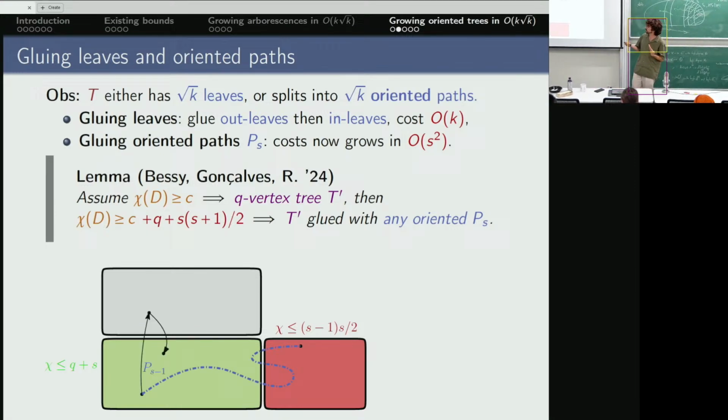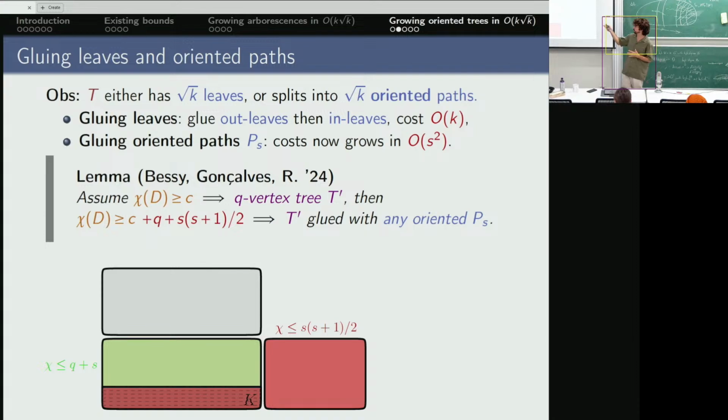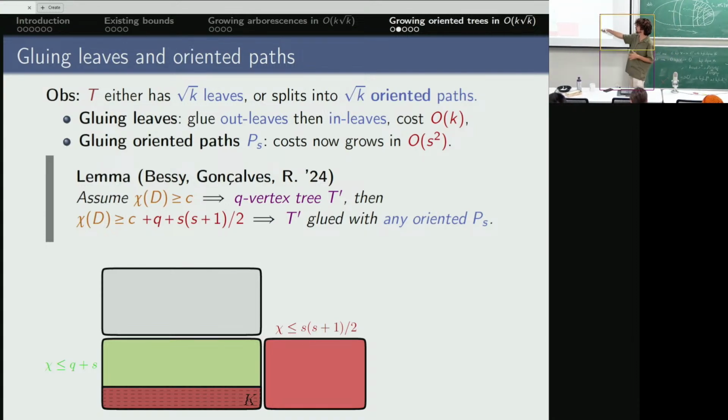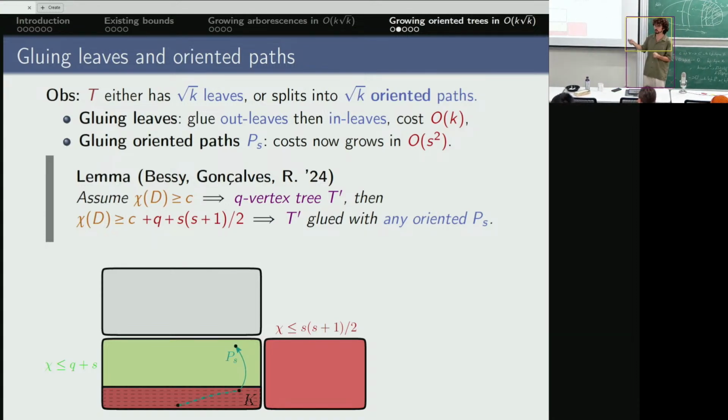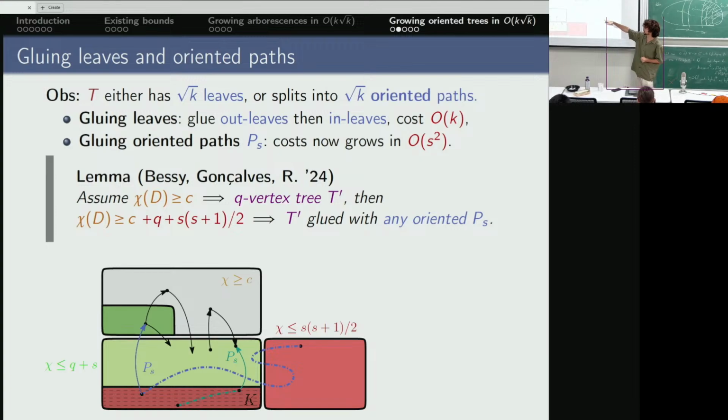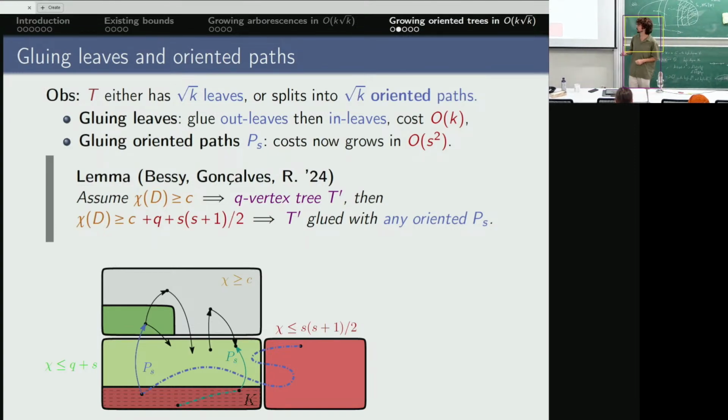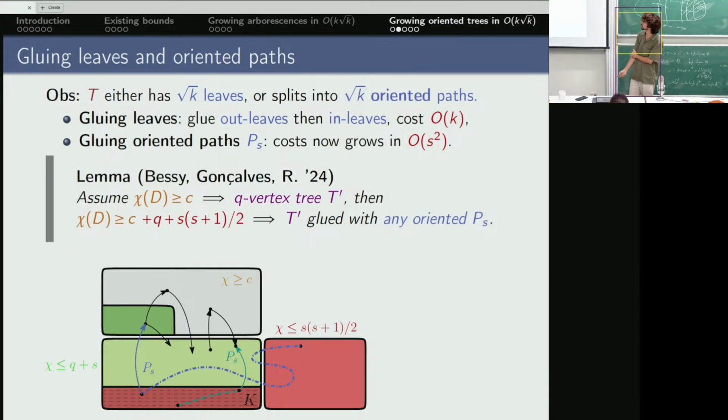And at each step, you pay S in chromatic number to ensure that every guy in your DAG starts a PS. You remaximize, and then a few technicalities show that you can extend any guy in the gray zone into a PS. So this is just one step of the induction. It works a bit in the same way, you just have to pay much more at each step. So this is why it costs S squared.